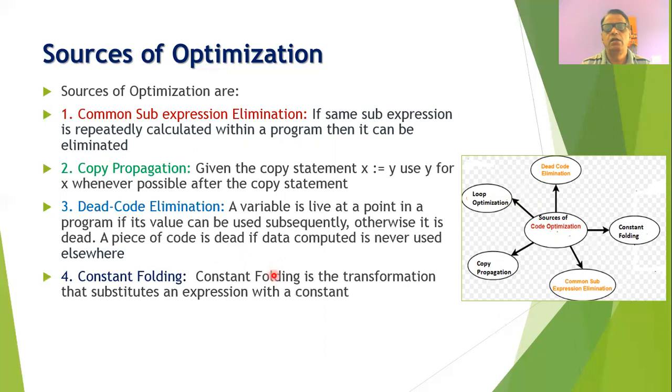Constant folding is another source of optimization where it can substitute an expression with a constant. So whenever we have some sub-expression, and if the sub-expression is returning a constant value, then it is possible that you can substitute the sub-expression with a constant value, and that is called constant folding.